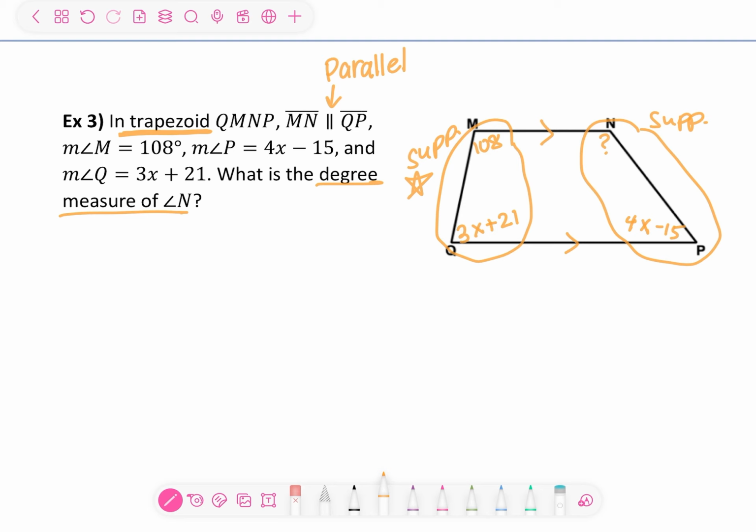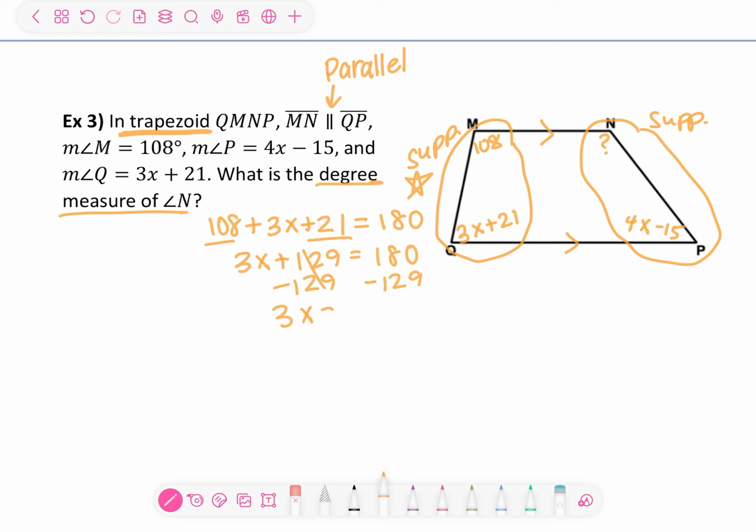Okay, so we're going to use the fact that they're supplementary. So 108, excuse me, plus the 3x plus 21. If I add those two angles together, they're supplementary, so they equal 180. Then I just solve. I have only one x term, so I'll combine these two. So 3x plus 129 is equal to 180. And then I'm just going to solve this equation.